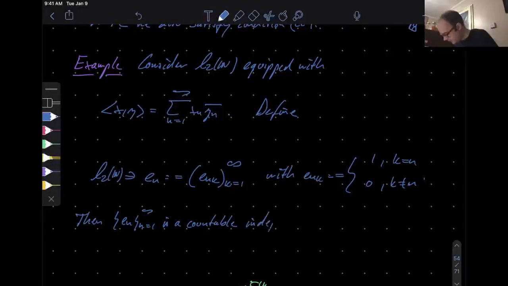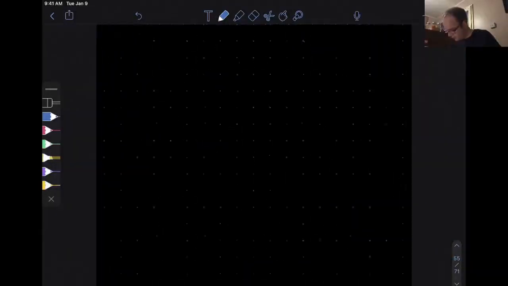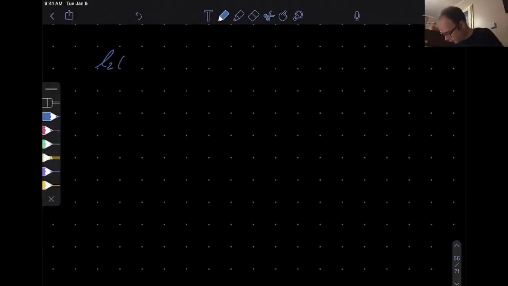It is independent, precisely for the same reason why the Cartesian vectors are independent, right? If you sum them up and set them equal to the 0 vector, in this case the sequence with all the terms equal to 0, then this is only possible if all the scalar coefficients in your sum are identically 0. Okay, so it's independent, and it is a spanning set for L2. So maybe let's write this out.